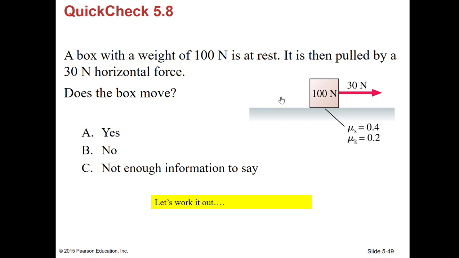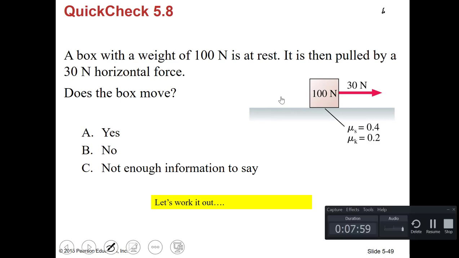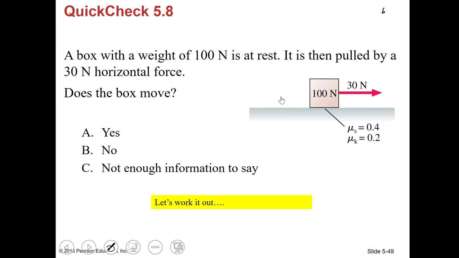So let's take a look at this one. A box with weight 100 newtons is at rest. It's pulled by a 30 newton horizontal force. Does the box move? Well, what we have to do is figure out the maximum amount of static friction. Okay, so we definitely need a free body diagram for this. I'm just going to actually put it on the picture here.